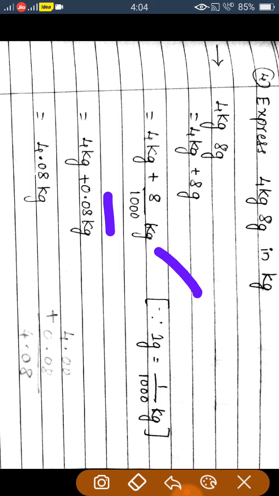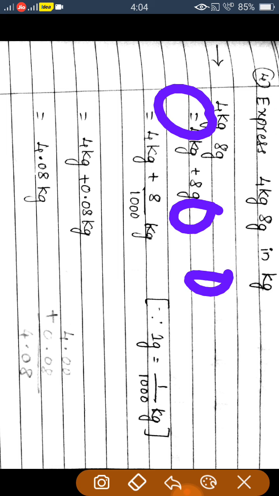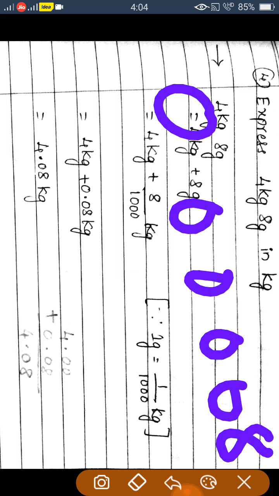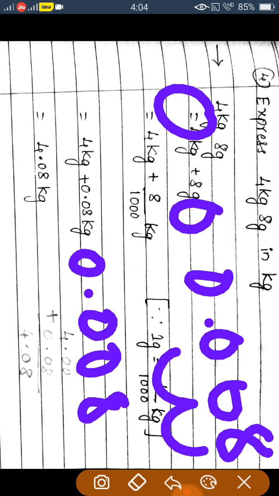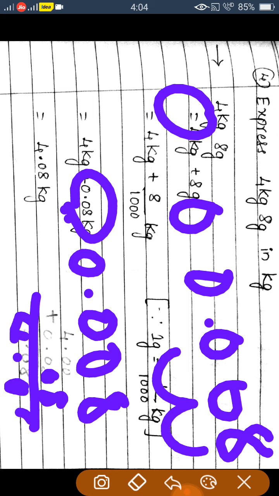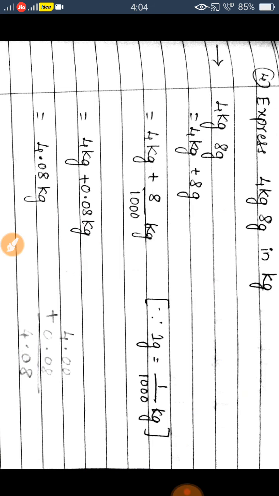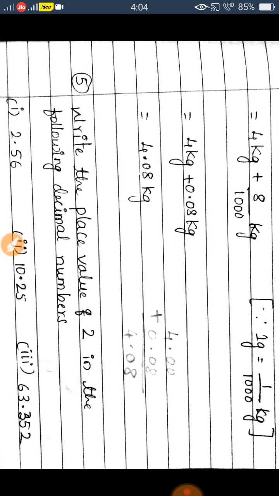Oh sorry, here I made a mistake. So we have to keep the decimal before the 3 digits, 1, 2, 3. So the answer is 0.008, so make the correction. Okay, make the correction, 0.008. So here also I'll make it 4.008, it is 0.008, not 0.08. Okay, now go for the fifth question.